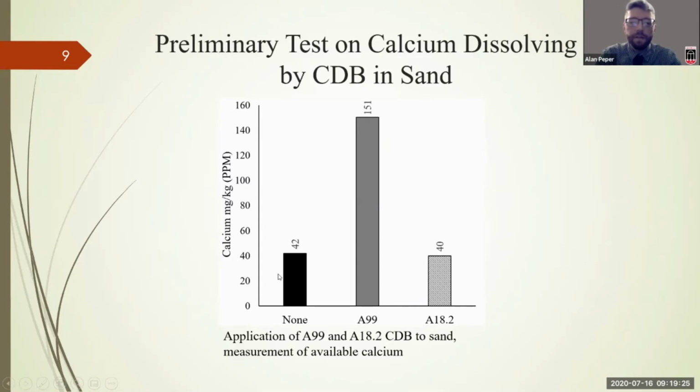Here, the none is just plain sand with nothing added to it. We have the 2 strains that I tested here. Again, A99 seems to be a very high performer. As you can see, this is an almost 3-fold numerical increase in the amount of soluble calcium compared to the none. So this gives us some promise and hope that by applying these bacteria to the soil, it will increase the amount of soluble calcium.